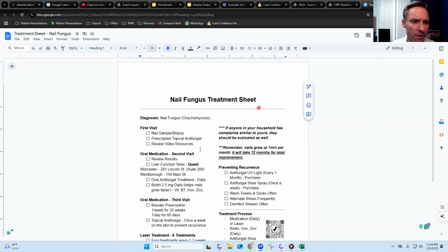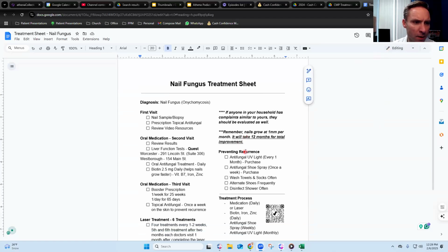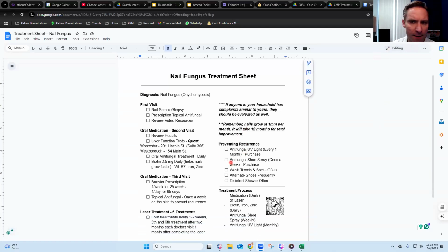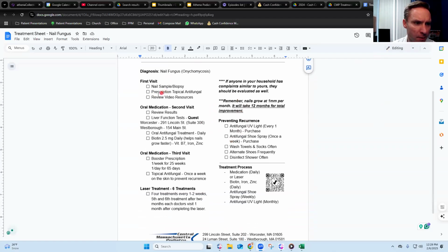Okay, so here is the treatment sheet. This is what I use for nail fungus. You can see here the diagnosis. The first visit, I do a nail sample. I might do a topical antifungal. I'm going to have them review the video resources, which are right down here.